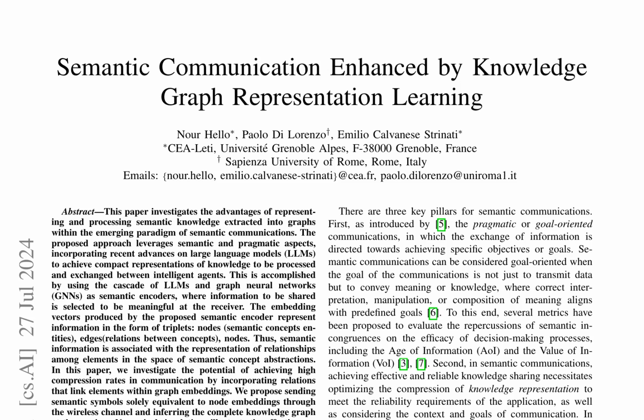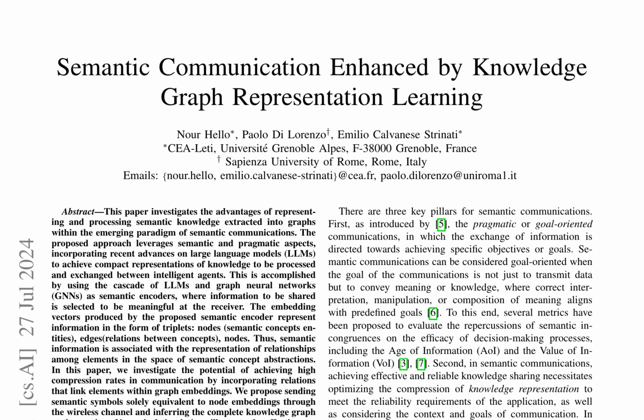This paper explores the advantages of representing and processing semantic knowledge extracted into graphs within the emerging paradigm of semantic communications. The proposed approach leverages semantic and pragmatic aspects, incorporating recent advances on large language models, LLMs, to achieve compact representations of knowledge to be processed and exchanged between intelligent agents.